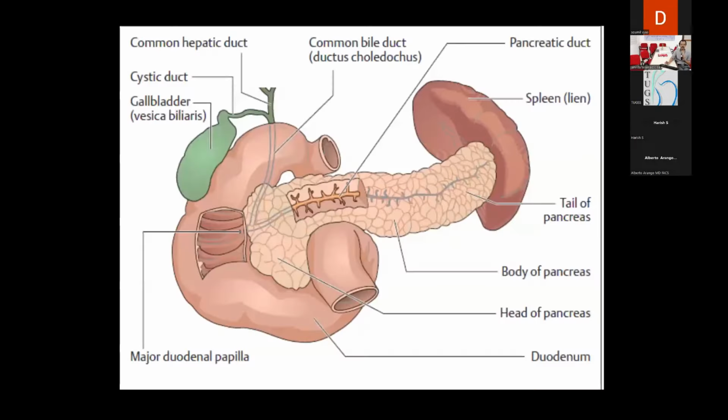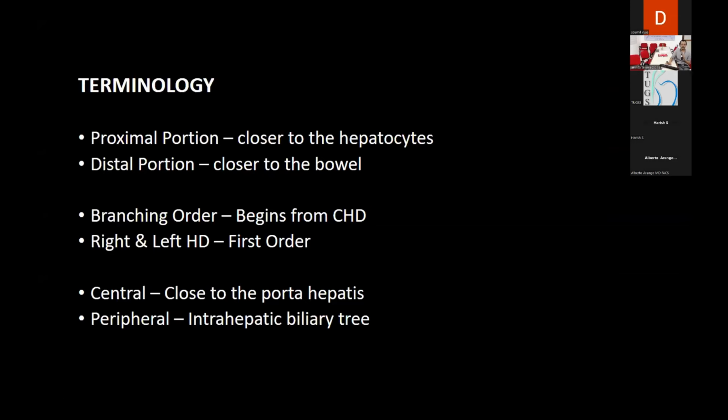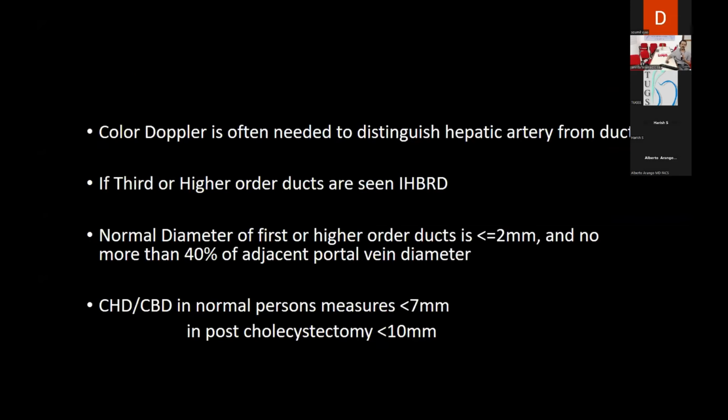Coming to the biliary system, as you all know, the bile duct constitutes a common hepatic duct, a supraduodenal part of the bile duct and an intrapancreatic portion of the bile duct. Now, when you're doing an ultrasound, you need a color Doppler to distinguish the hepatic artery from the duct. If the third or higher order ducts, like after the primary confluence, further into the liver, are seen on ultrasound, then you can say that there is intrahepatic biliary radical dilatation. Essentially, it means that there is an obstruction in the bile duct.